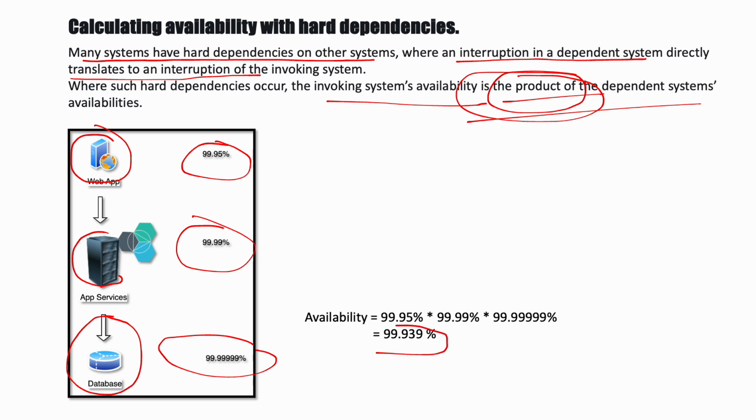Thereby, if we multiply, it becomes 99.939% available. You can see it is less than the least, because it's a multiplication. So the availability is lower than this. It is the product of all three availabilities in case of hard dependencies.